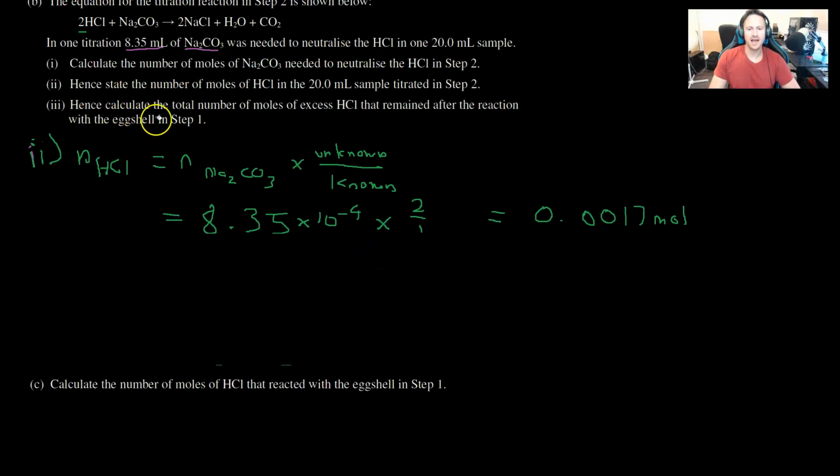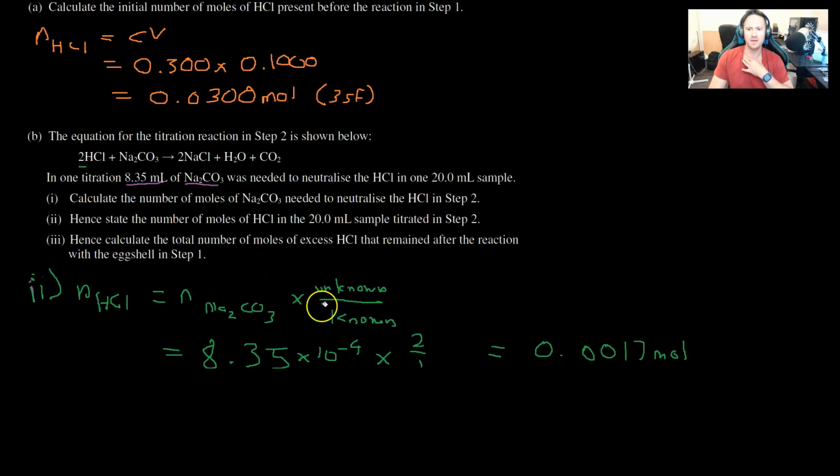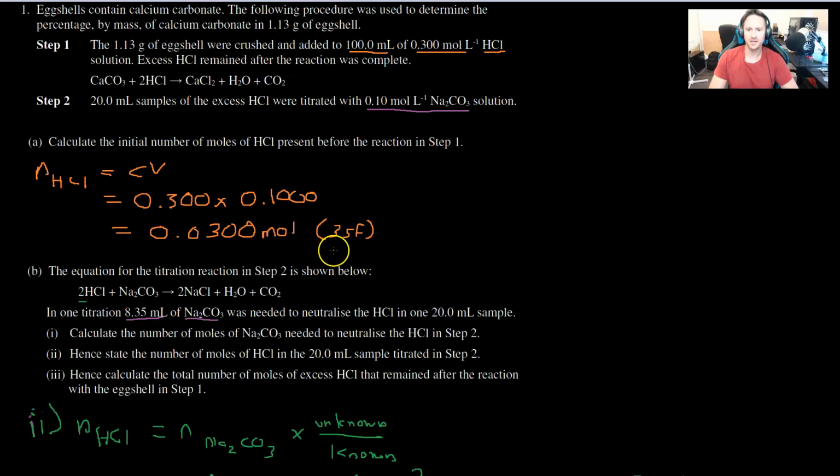So the next question, calculate the total number of moles of excess HCl that remained after the reaction with the eggshell in step 1. Now, this might be a little bit confusing because what is it that we're exactly looking up? So the key part here is recognizing that in the previous question, the HCl that's being titrated against is 20 mil samples, okay? 20 mil samples. But the initial volume of hydrochloric acid that was used was 100 milliliters.